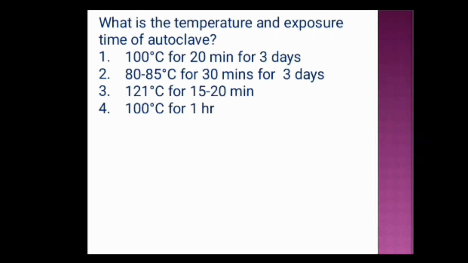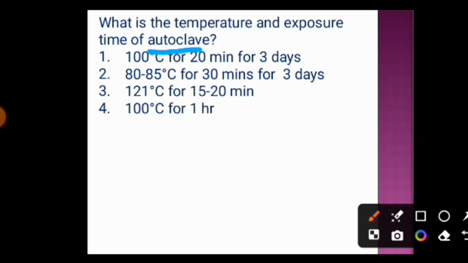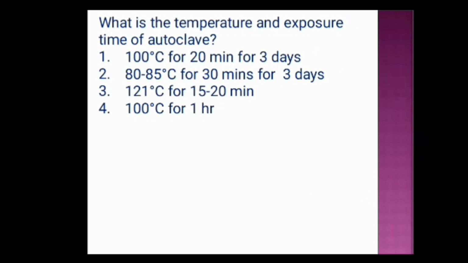Next question. What is the temperature and exposure time of autoclave? Option 1, 100 degrees centigrade for 20 minutes for 3 days. Option 2, 80 to 85 degrees centigrade for 30 minutes for 3 days. Option 3, 121 degrees centigrade for 15 to 20 minutes, and option 4, 100 degrees centigrade for 1 hour. I hope you all remember that autoclave is a procedure that occurs at above 100 degrees centigrade. So here above 100 degrees centigrade is only option 3, that is 121 degrees centigrade for 15 to 20 minutes. So the answer will be option 3.